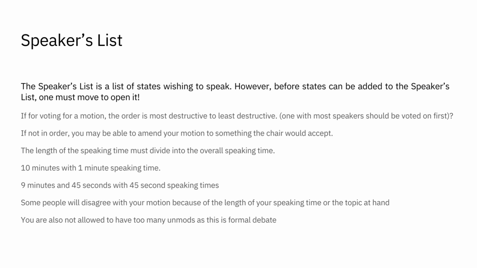If your motion that you have asked for is not in order, then you may ask for amending your motion to something that the chair would accept. Sometimes they will ask, would you like to amend the motion? And then you can amend it, because maybe your speaking time was not divided equally into the overall speaking time. For example, if you have 10 minutes and 45 seconds speaking time, 45 seconds does not divide into 10 minutes equally, so that would be not in order.